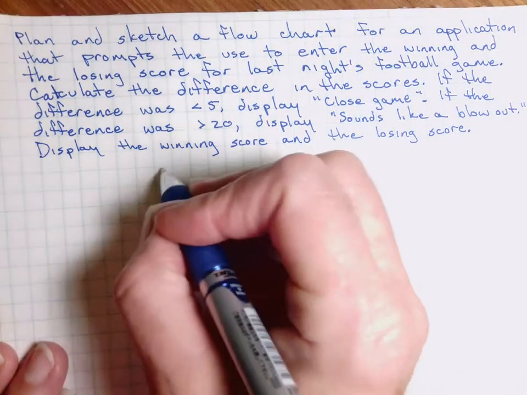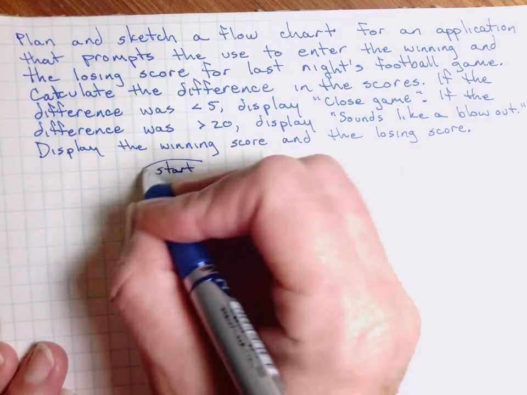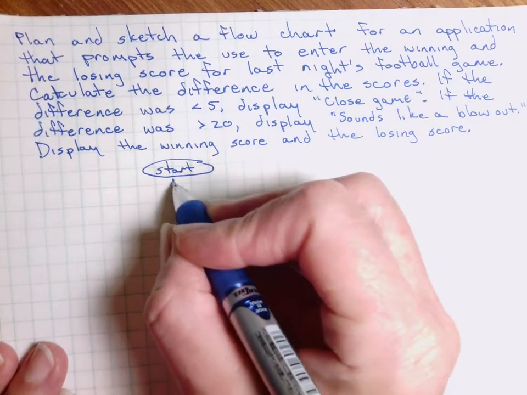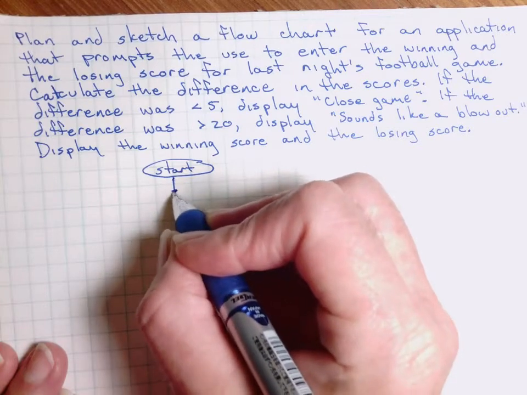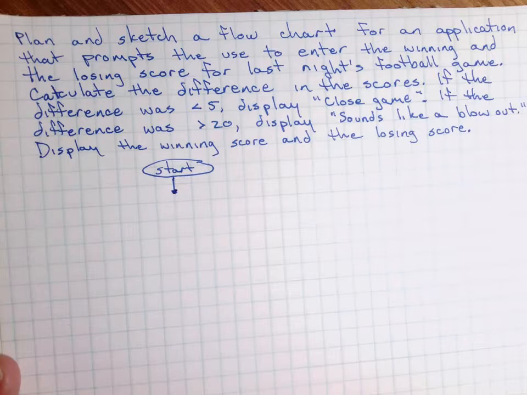So to start, we always start with the start symbol. Every flowchart should have one start and one stop symbol. Sometimes people neglect to put the start and the stop symbol, which is fine, but it's good to know where it starts and where it ends. And then our flow line always flows from top down and has a little arrowhead on the end.